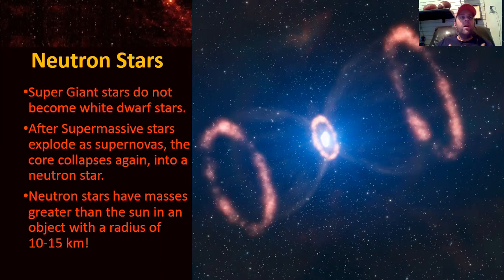And I think the analogy is if you had a teaspoonful of neutron star material here on Earth, it would weigh as much as a mountain. That's a lot of matter in a very, very small space. But again, it has to do with mass. The more massive the nebula, the more massive the star, the more exotic the end result, the end of the life cycle will be.